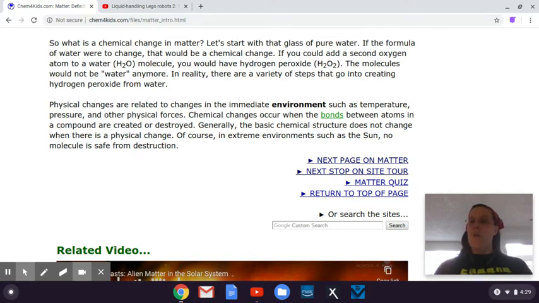So we're going to make a compound this week, we'll talk more about that later. But we also will be looking at physical changes tomorrow. So we're going to take water, H2O, and we're going to change it from a solid to a liquid to a gas.